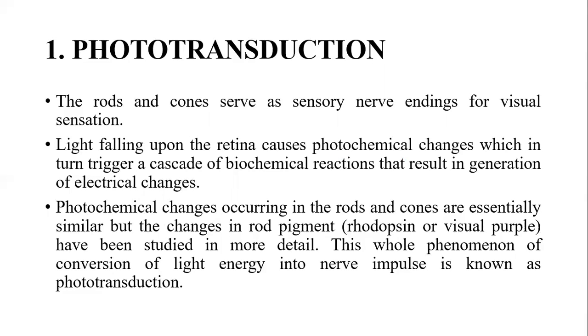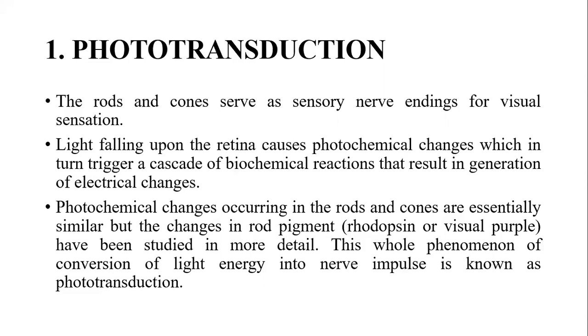What is that? Photochemical changes, which are part of the biochemical reactions in the layers of rods and cones, and which generate the electrical changes. The photochemical changes occurring in the rods and cones are essentially similar, but changes in the rod pigment, rhodopsin, or visual purple as it is sometimes called, have been studied in more detail because that is very important. This whole phenomenon of conversion of light energy into nerve impulse is known as phototransduction.